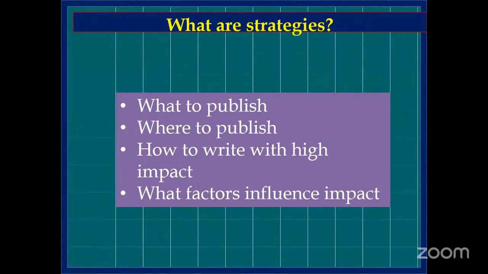And then what are the strategies you have to follow? When you start your publications, what strategies do you have to follow? Like what to publish, that is very important. What content you have to publish. Because in publications, there are different types of publication. Maybe I will show you what the types of publications are. And where to publish, that is a million-dollar question.